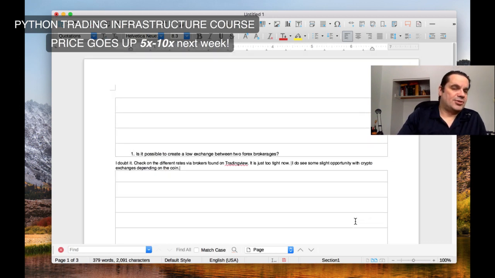All right, so this person asked, is it possible to create low exchange between two forex brokers? Basically meaning, can you trade arbitrage between forex brokers? And I said, I doubt it. You can check out the rates, and I'll show that on Tradingview. And there may be a slight opportunity on crypto depending upon the coins.